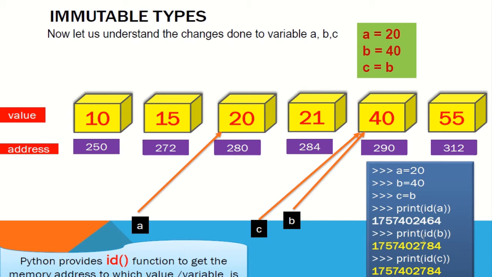Okay, so when you print the id of b, you will get the id that has been stored, and that particular id will be the same for the c value also. Because c is equal to b, whatever the b value is, it will be stored in the c value also.